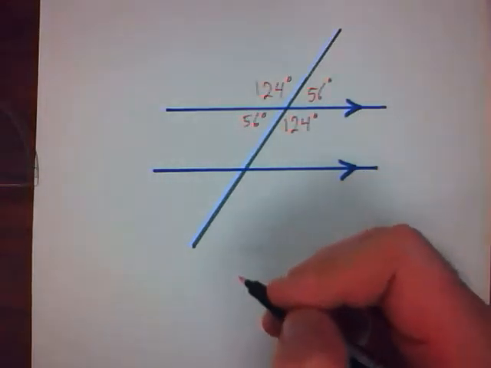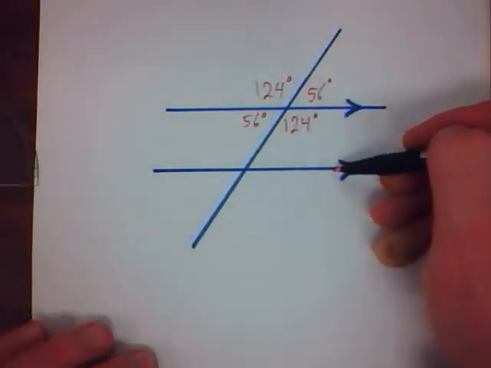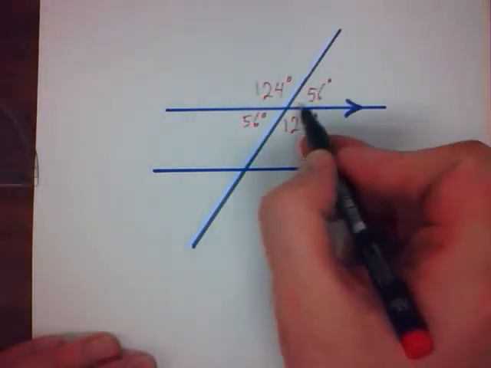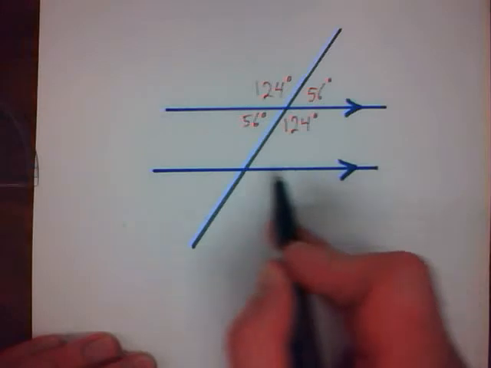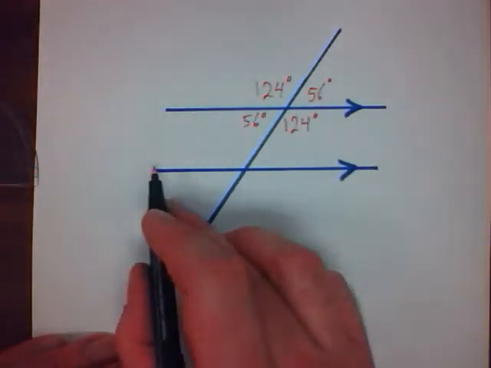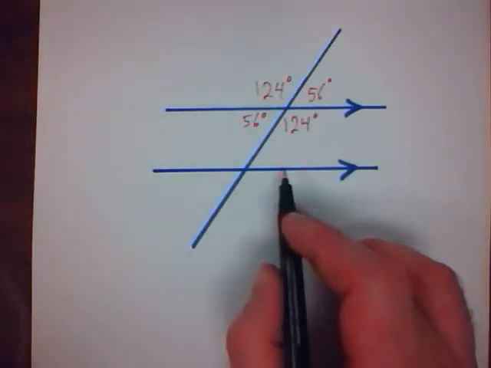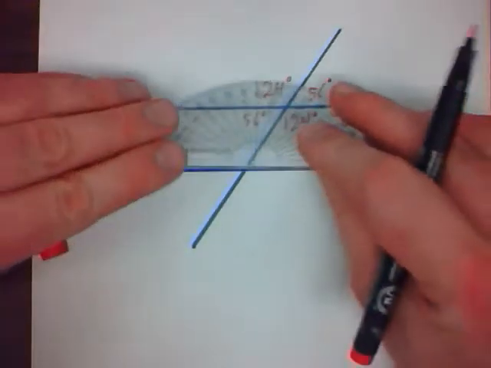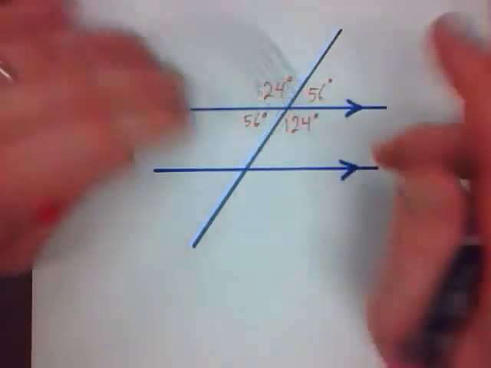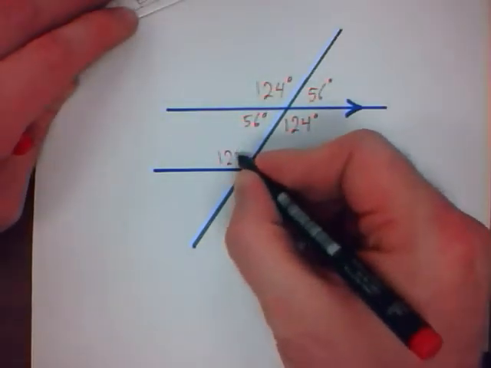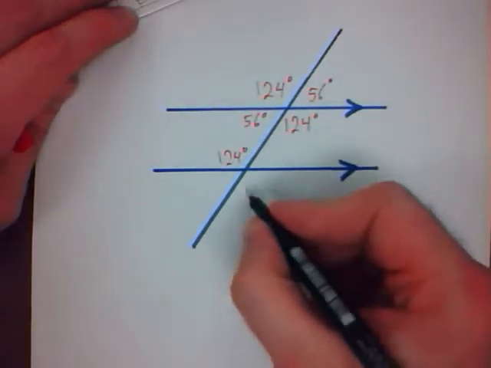Now, how does that connect with this? Well, you see, this angle is moving in exactly the same direction, exactly the same position. I mean, it's farther down, but it's going to intersect in exactly the same angle. So if I were to take this and measure it, this turns out to be 124 degrees. And the same pattern follows.